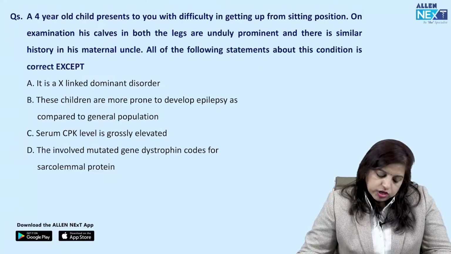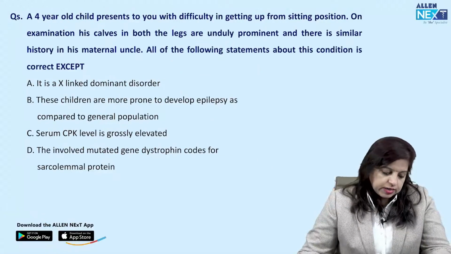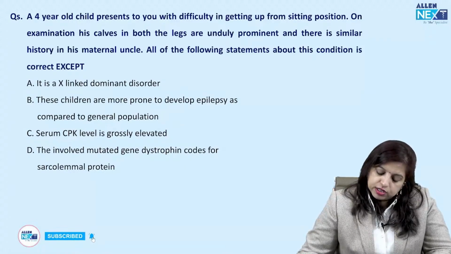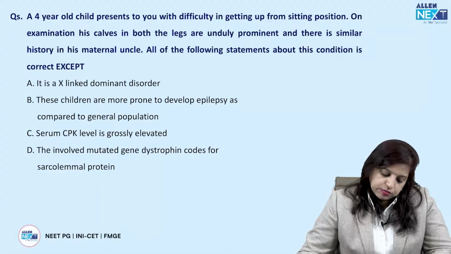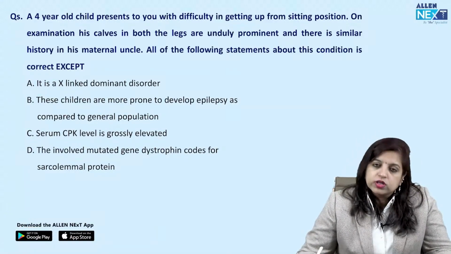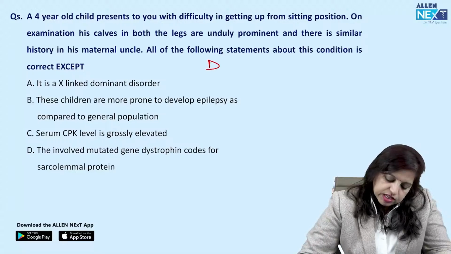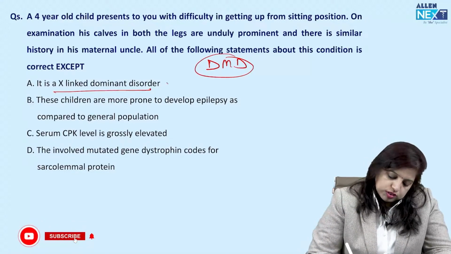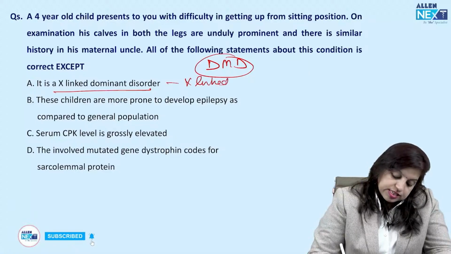Next question, a 4-year-old child presents to you with difficulty in getting up from sitting position. On examination, his calves in both the legs are unduly prominent and there is similar history in his maternal uncle. All of the following statements about this condition is true except. So what are we dealing with? Yes, we are dealing with DMD. Is it a X-linked dominant disorder? No, this is X-linked recessive disorder.